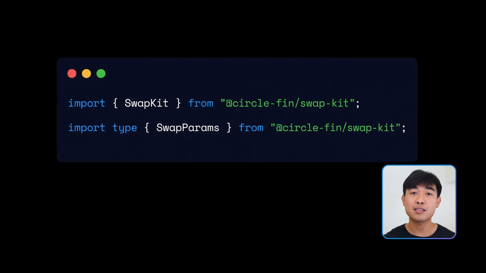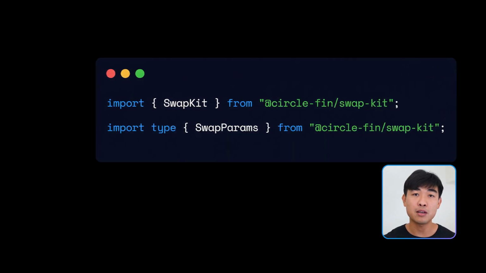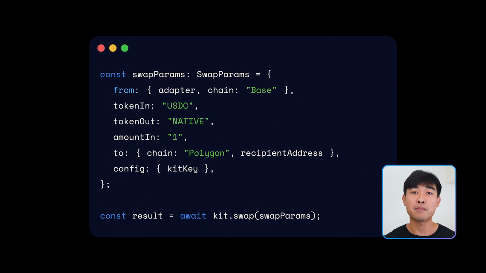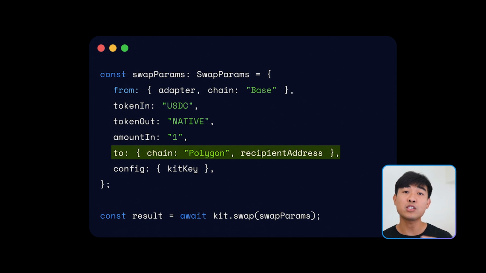To get started, simply install the standalone SwapKit or the Universal App Kit. From there, everything goes through one method, swap. As usual, you pass in the source chain, the token you're swapping from, the token you're swapping to, the amount, and here's the new part. You can now specify not just the destination chain, but also a recipient address. So the swapped tokens land on the chain and in the wallet of your choosing.